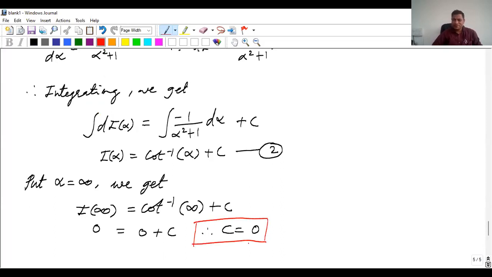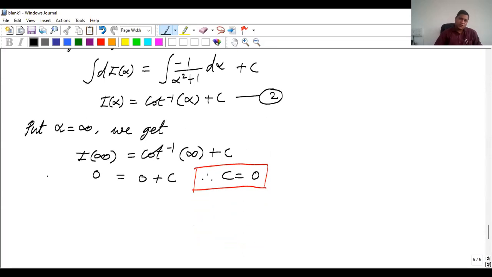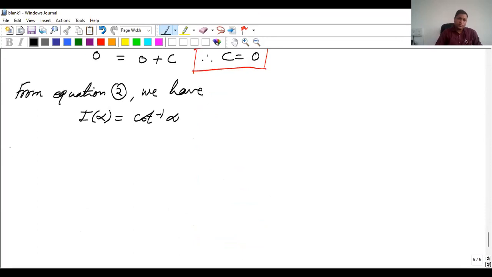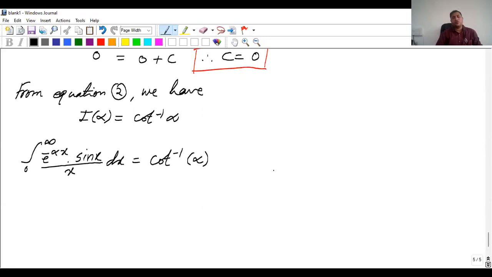Are you getting the value of c? Yes, sir. So from equation 2 we get I of alpha is equal to cot inverse of alpha. What is I of alpha? I of alpha is integral 0 to infinity e raised to minus alpha x sin x upon x dx, and that we have obtained as cot inverse of alpha. So let this be equation 3.